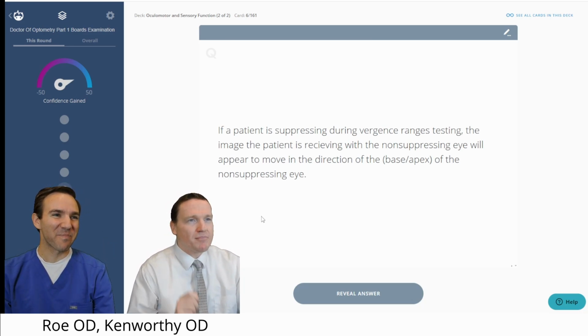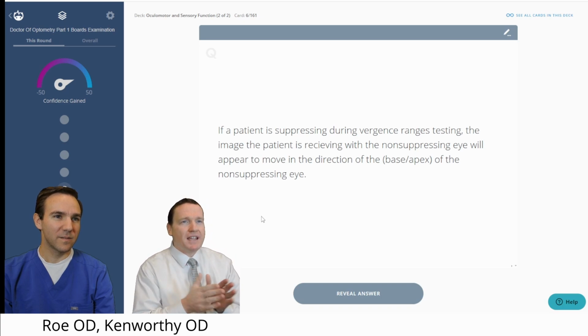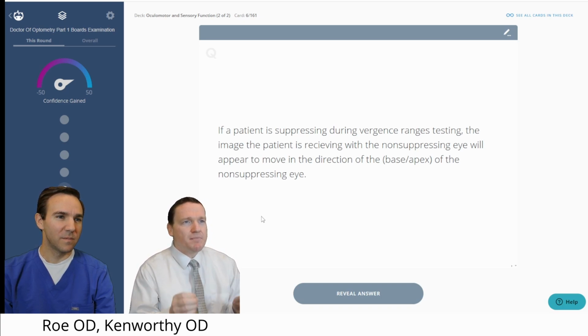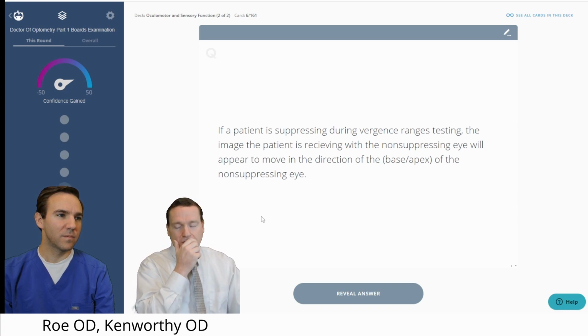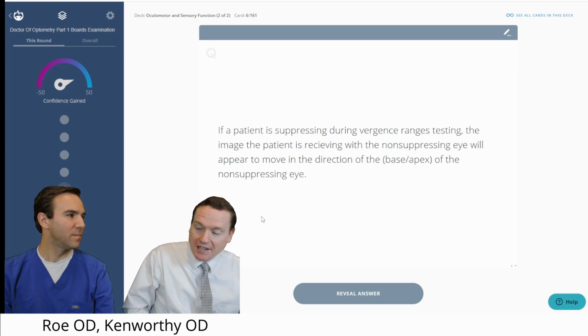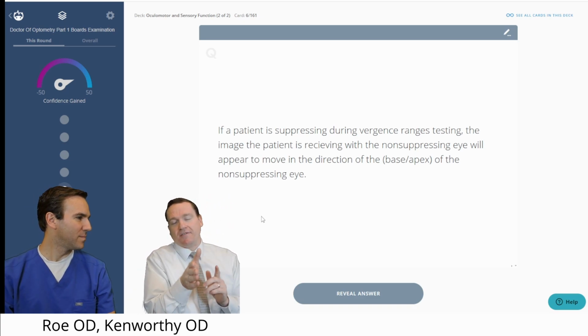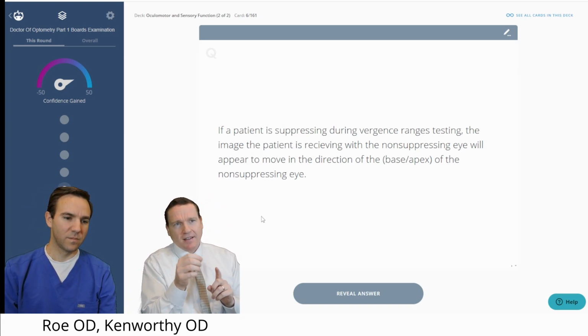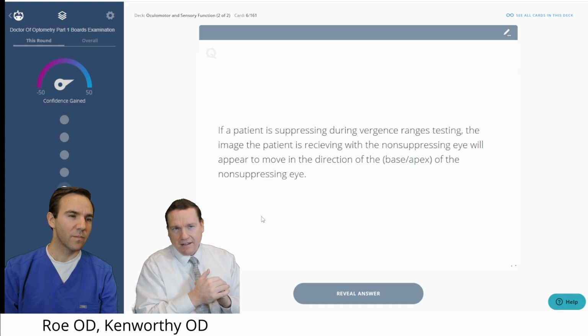If a patient is suppressing during vergence ranges, the image the patient is receiving with a non-suppressing eye will appear to move in the direction of the base or apex. Oh, that's a really good review of prism. I know the image moves towards the apex. Is that still the answer here then?